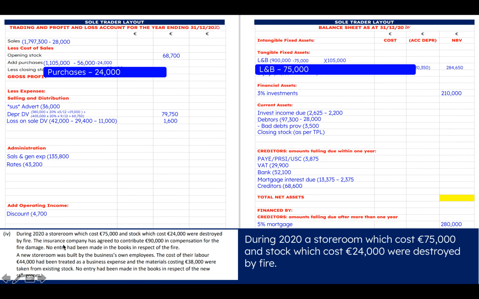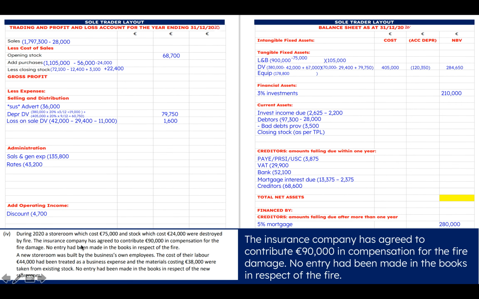Next, we look at: the insurance company has agreed to contribute 90,000 in compensation for the fire damage. No entry had been made in the books in respect to this fire. So what we need to do here is ask ourselves, have we received this from the insurance company? The answer is no. They've agreed to pay us 90,000 in compensation, but that has not been received yet. Therefore, we're going to put that into insurance claim due in the current assets.